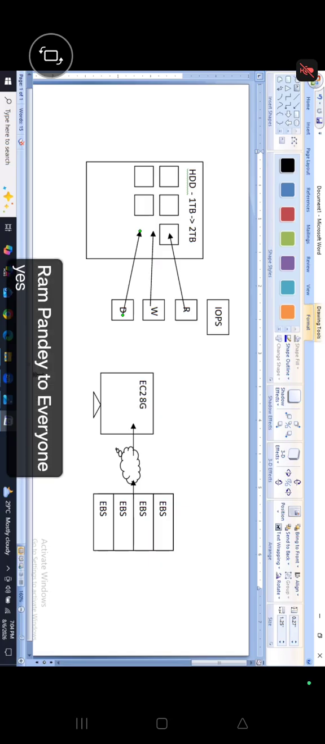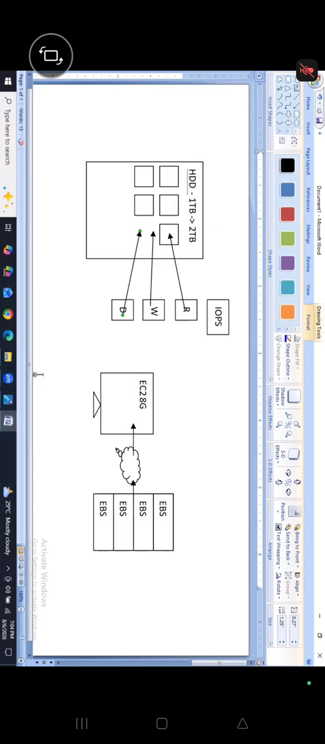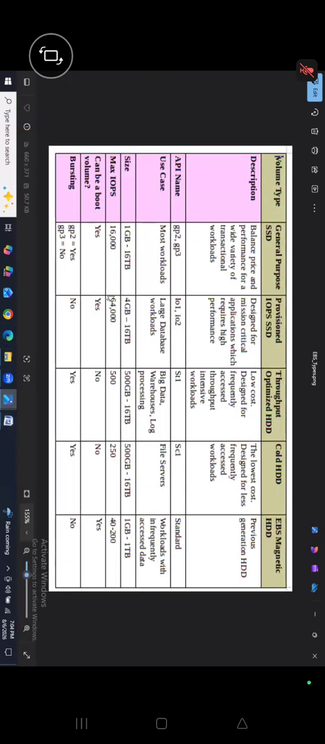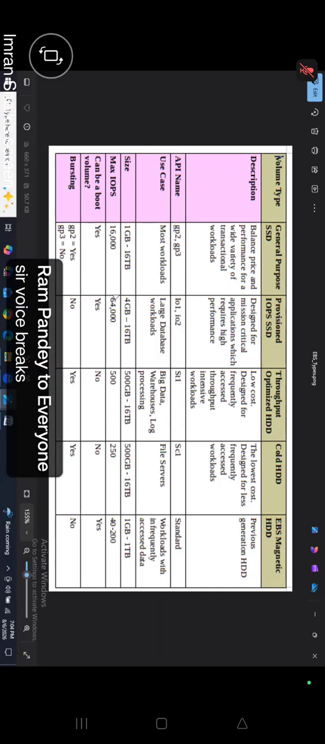IOPS means input output per second, input output actions per second. What kind of actions? Read, write, delete. Per second read data, per second write data, per second delete data, that is called IOPS, right? If you increase the IOPS count, we can read and write data quickly. But IOPS is not free of cost, guys, remember.